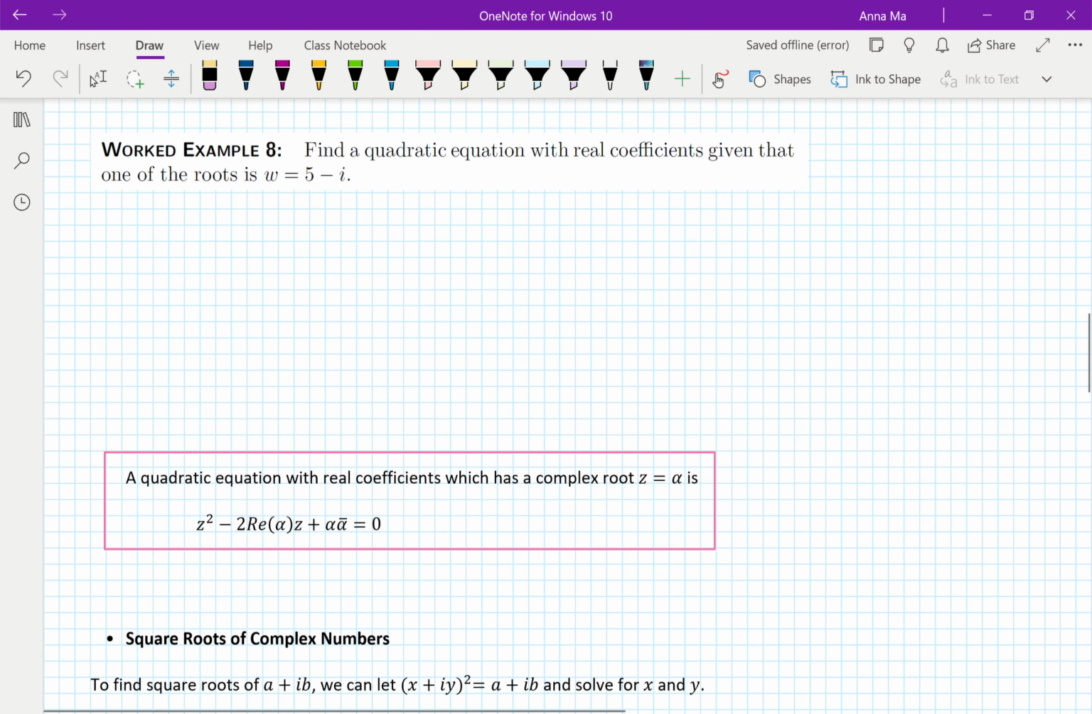Let's try the next example. So the question goes, find the quadratic equation with real coefficients given that one of the roots is 5 minus i. Well, since we're given that the equation has real coefficients, we can use the identity we've learnt above and say that its conjugate is also a root. So let me just write that down.